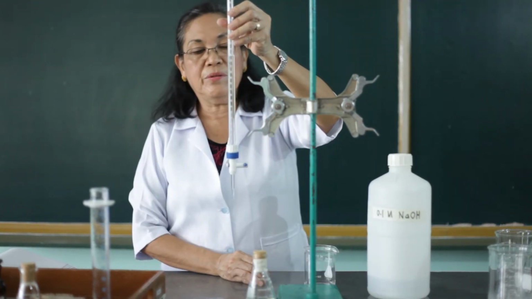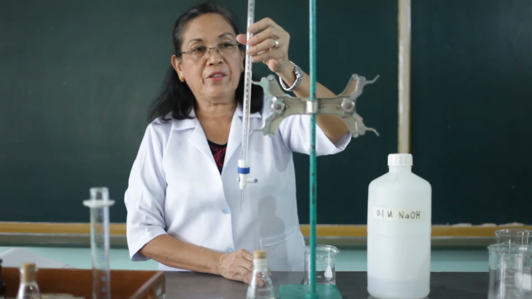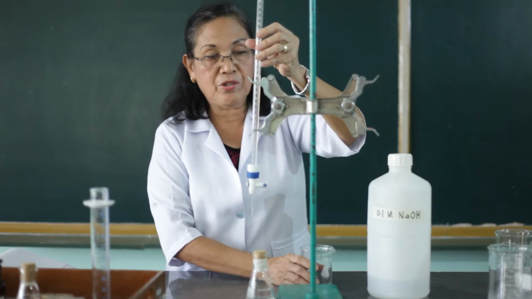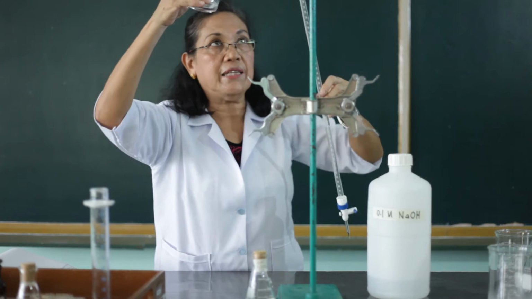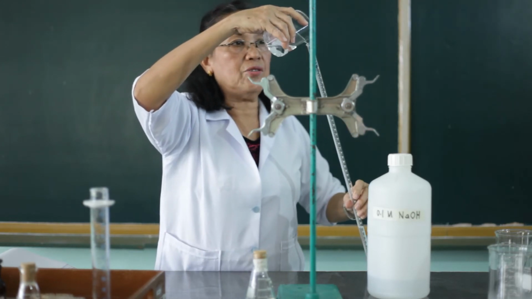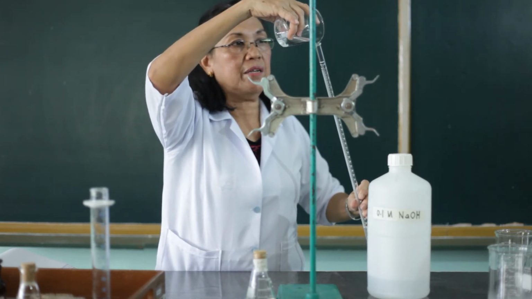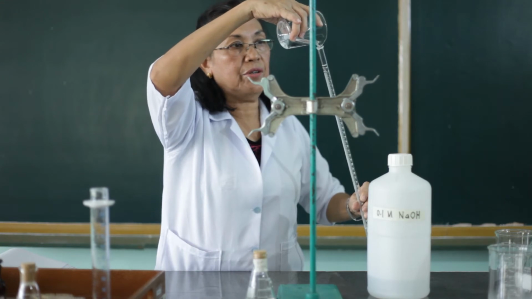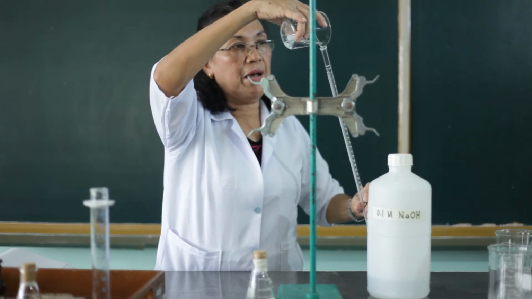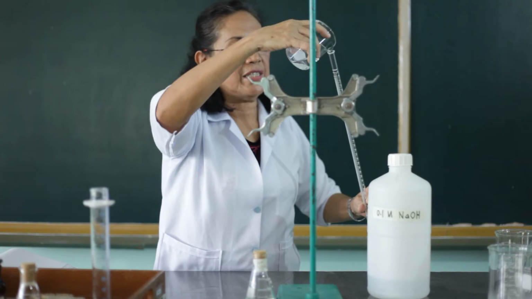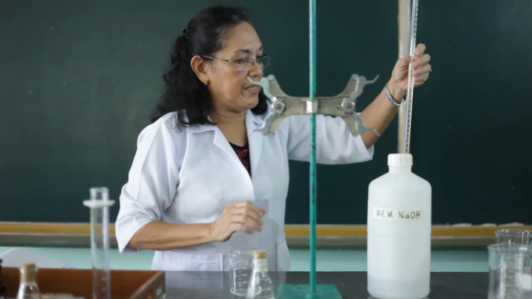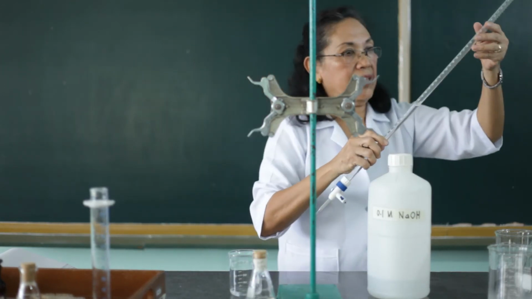First, we're going to rinse our burette with the prepared sodium hydroxide solution. So I place here a little amount of the sodium hydroxide that we have prepared. And I'm going to use this amount of the sodium hydroxide to rinse the burette. So in rinsing the burette, just do it this way.